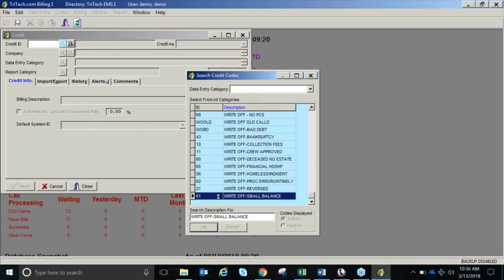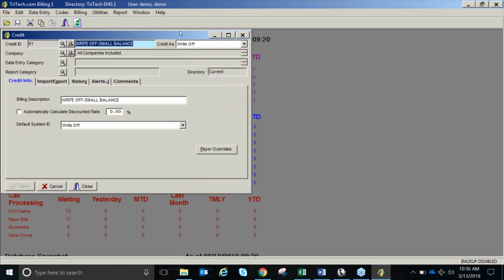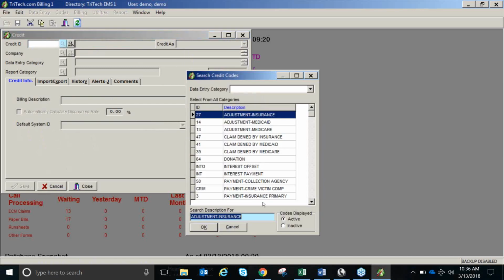So we have write-offs, which the credit ID is indeed write-off, and the default system ID is write-off. The difference between an adjustment and a write-off is, again, the adjustment is a contractual obligation with a payer versus a write-off is something your company determined you wanted to do. So in the case of a billing service, perhaps you're going to write off everything under $20 for a specific customer. They've asked you to write off that dollar amount. So that's the difference between our write-off and our adjustment.